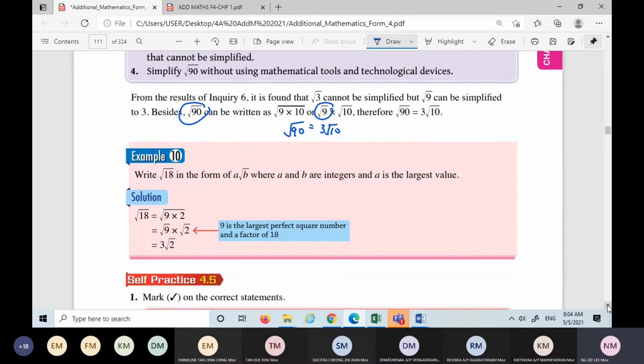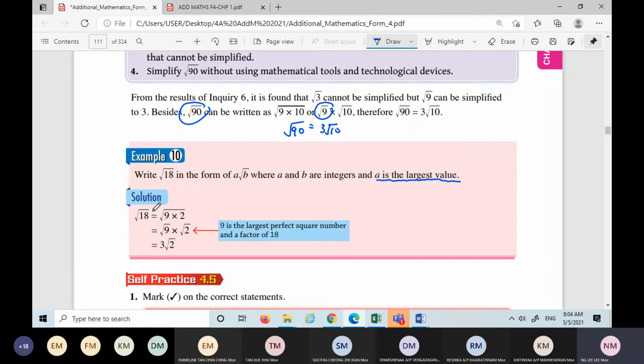Okay, look at this example. You see how they ask the questions. Write square root of 18 in the form of a square root of b, where a and b are integers and a is the largest value. Always students are confused with this. They don't understand the meaning of a is the largest value. It means whatever you can take out, you have to take out. You can't leave some balance with the b. You have to take out whatever perfect square you can, to make the a the largest value. This is the meaning.